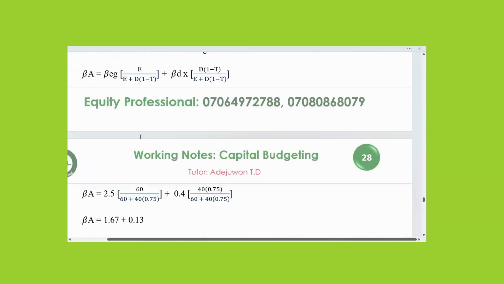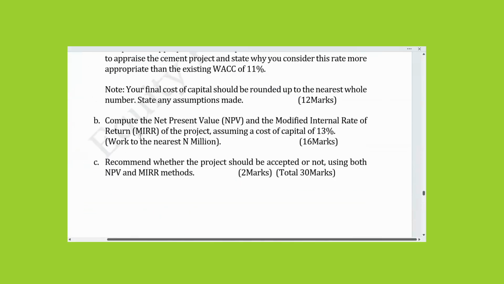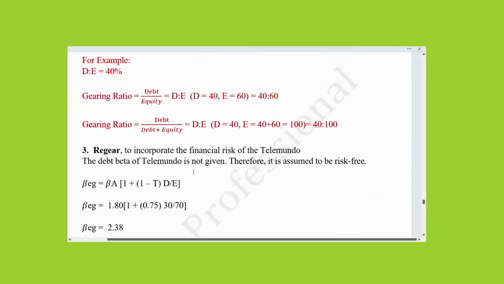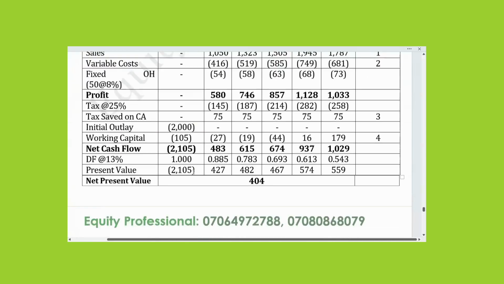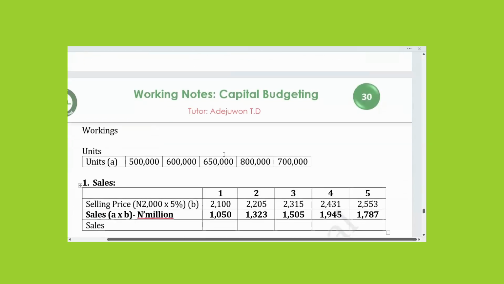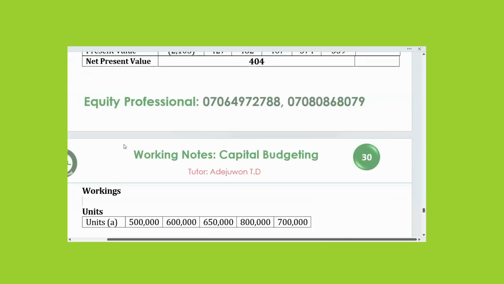Let's go back to the requirements. You are to calculate net present value and modified internal rate of return. The examiner did not ask you to advise in requirement B, you are only asked to calculate NPV and then modified internal rate of return. Requirement C is where you are supposed to recommend. Don't forget, as you are calculating this, you also need to state your assumptions. So it's not that you are just going to get 30 marks on a platter of gold. You have to sweat for it.